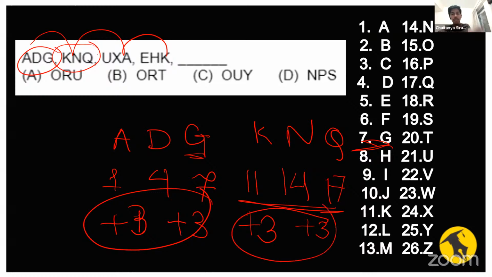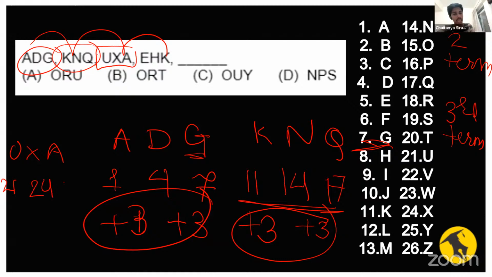If you remember the first algorithm which I said, you need the first 2 terms to establish a pattern, and then the third term to verify your algorithm or verify your pattern. So let's verify our pattern, whether it is plus 3 every time. So U, X, A. U is how much? 21. X is 24 and A is 1.